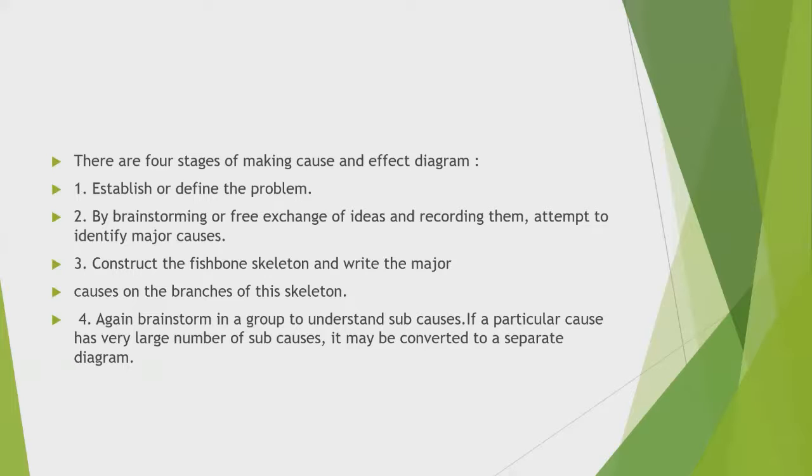There are 4 stages of making a cause and effect diagram. Establish or define the problem. By brainstorming, or free exchange of ideas, and recording them, attempt to identify major causes. Construct the fishbone skeleton and write the major causes on the branches of this skeleton. Again, brainstorm in a group to understand sub-causes. If a particular cause has a very large number of sub-causes, it may be converted to a separate diagram.